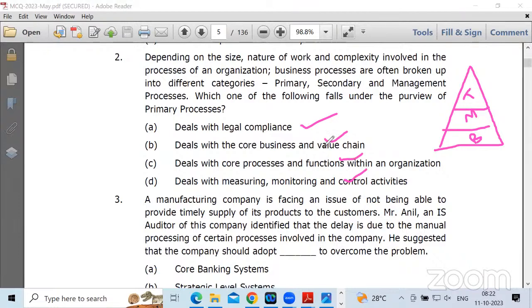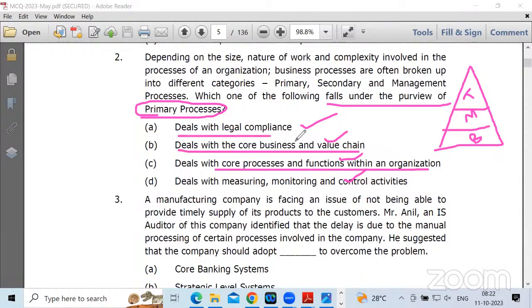So which one of the following falls under the purview of primary process? From the point of view of primary process, it deals with core business process and functions within an organization. It deals with core business value chain. It deals with legal compliance. It deals with measuring, monitoring, and control activities. The measuring, monitoring, and control on the strategic top level management.